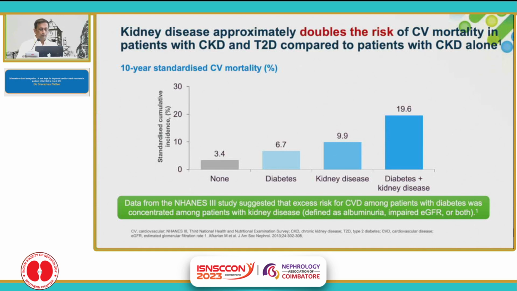If you have neither diabetes nor kidney disease, 10-year standardized cardiovascular mortality is around 3.4%. If you have diabetes, it doubles. You have a mortality rate of around 6.7. If you have kidney disease alone with no diabetes, you end up having a risk of about 9.9%. But if you have diabetes and also kidney problem, then it doubles once again, and you have a risk of about 20%. And even in diabetic patients, the risk of cardiovascular mortality was more seen in patients who were having kidney disease. Very important observations.